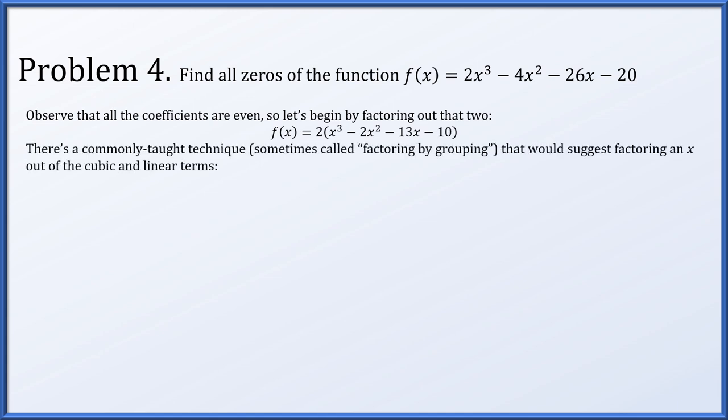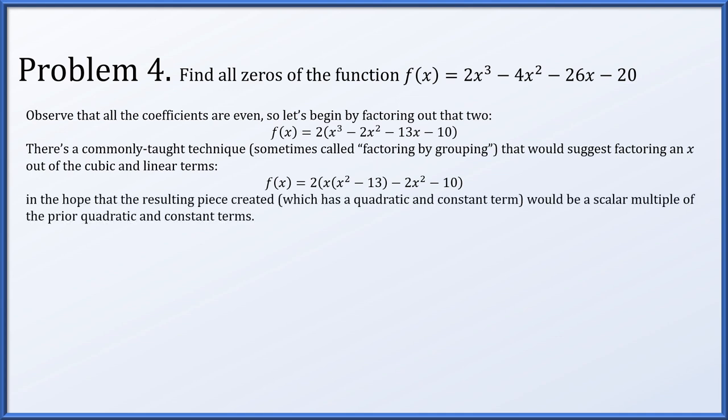There's a commonly taught technique, by the way. Sometimes I've heard it referred to as factoring by grouping, where you have this degree 3 polynomial, and the suggestion would be take the cubic and linear term and factor out an x. Factoring an x out just from the cubic and linear term gives you x squared minus 13. Then the hope is that the resulting thing you've created, which is just quadratic and constant, can somehow be compared to the quadratic and constant that you didn't factor anything out of.